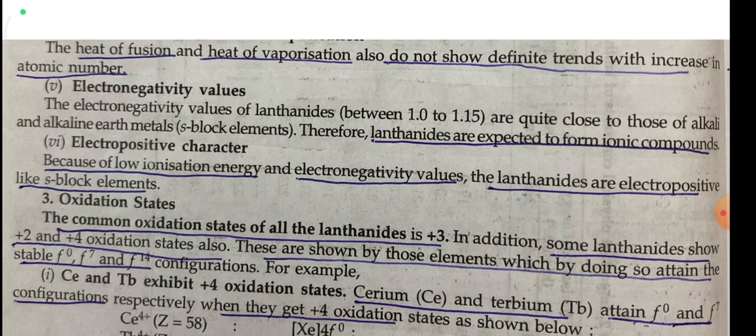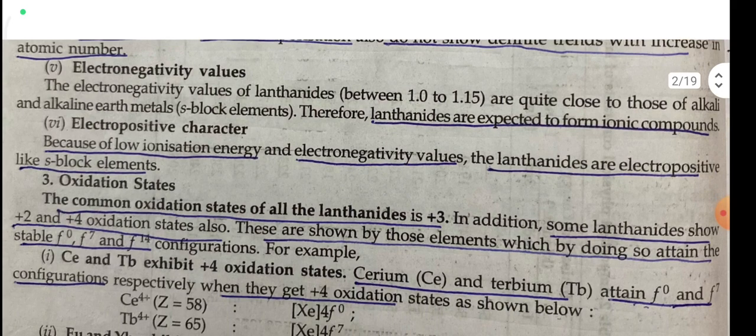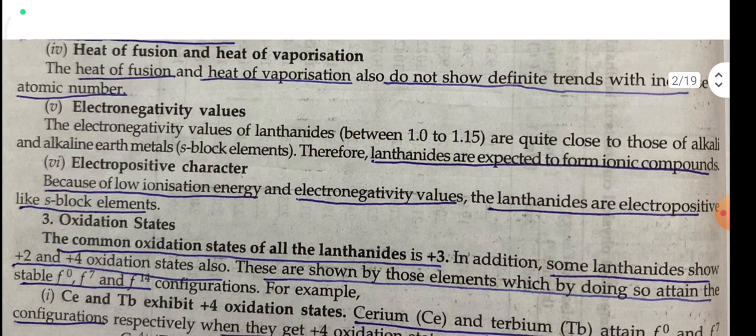Electronegativity values. The electronegativity values of lanthanides, between 1 and 1.5, are quite close to those of alkali and alkaline earth metals, the s block elements. Therefore, lanthanides are expected to form ionic compounds. Electropositive character. Because of low ionization energy and low electronegativity values, the lanthanides are electropositive like s block elements.